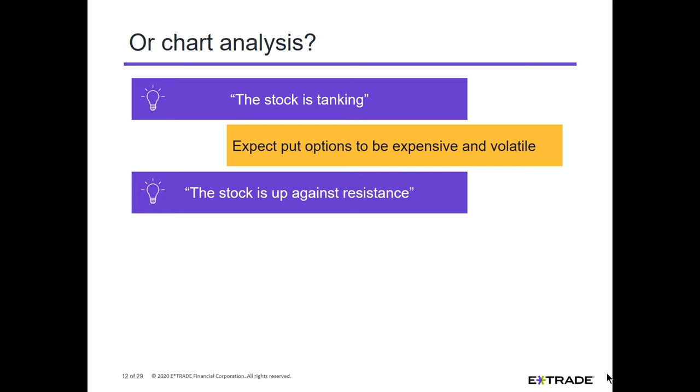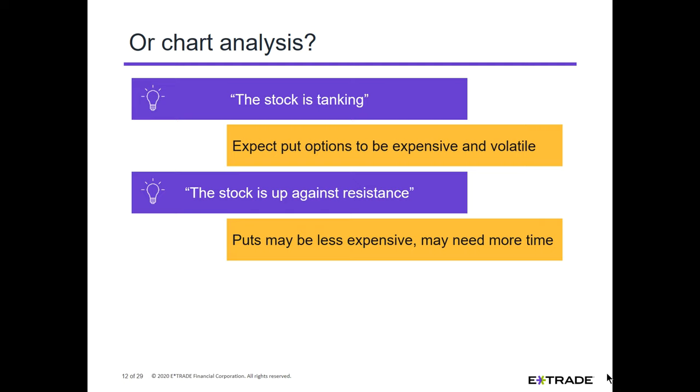Another technical setup would not necessarily point to such pricey options. And that is, I'm calling here, the stock is up against resistance. What I mean by that is the stock has been moving up most recently, and the price area where it is right now is where we would expect resistance to be. That could be from a moving average, a trend line, whatever the reason is. In that situation, remember, the stock has been rising, so there hasn't been a lot of speculative put buying, so puts might be rather quiet and not all that expensive.